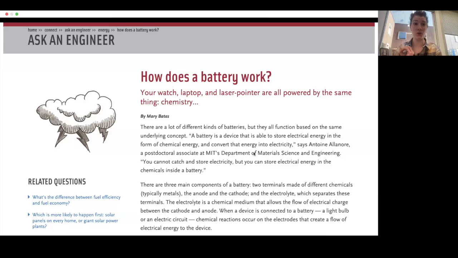So what I'm getting here first is, what is the function of a battery? What does it do? What do all the parts do? Well, they store electrical energy. Okay, so a battery is something that stores electrical energy.